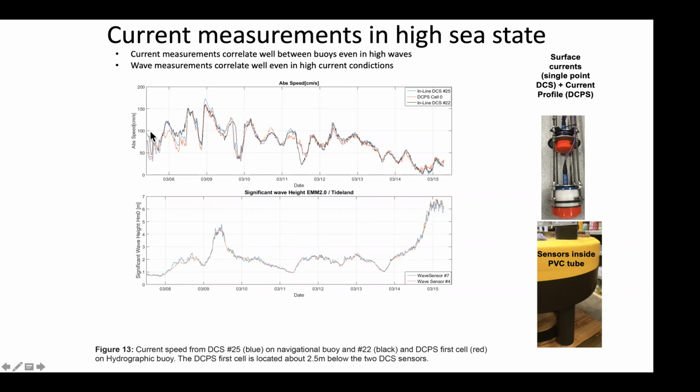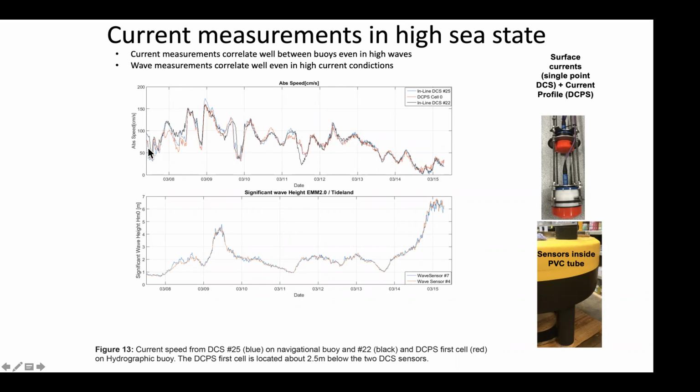And then at the upper graph here, we see for the same period currents measured by 2 single point sensors on 2 different buoys, which are separated by about 250 meters. And you also have the first cell of the Doppler current profiling sensor from one of these buoys. And we can see that in most cases here, the 2 single point sensors, which are blue and black, they track very well. There are some small differences, but they are 250 meters apart.